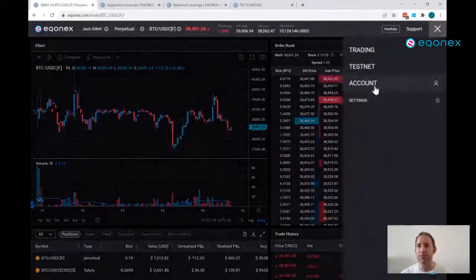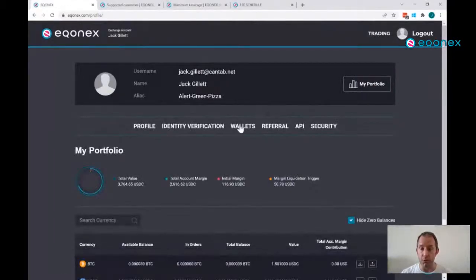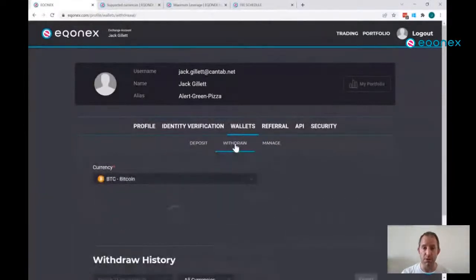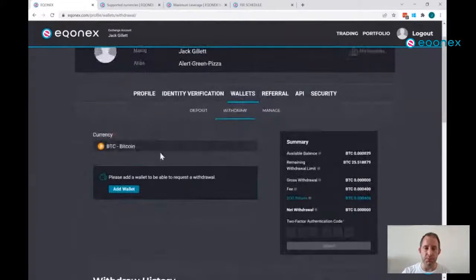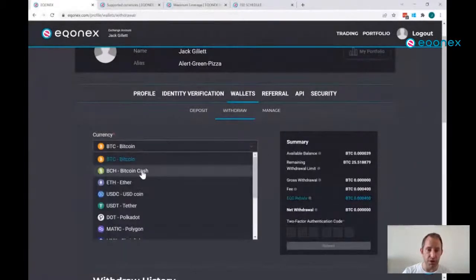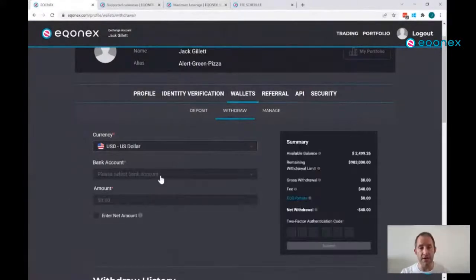I come over here and I go to account again. Withdrawals are in just the same place that deposits are. So that's wallets. I come down here, you see deposits and withdrawals. So I go to withdraw. And once again, there's a couple of different choices. You can withdraw either cryptos or you can withdraw cash. You'll see many different cryptos are listed in here, and there's also US dollar. If I click there, it will once again give me my bank account options, so I can withdraw to my HSBC bank account.